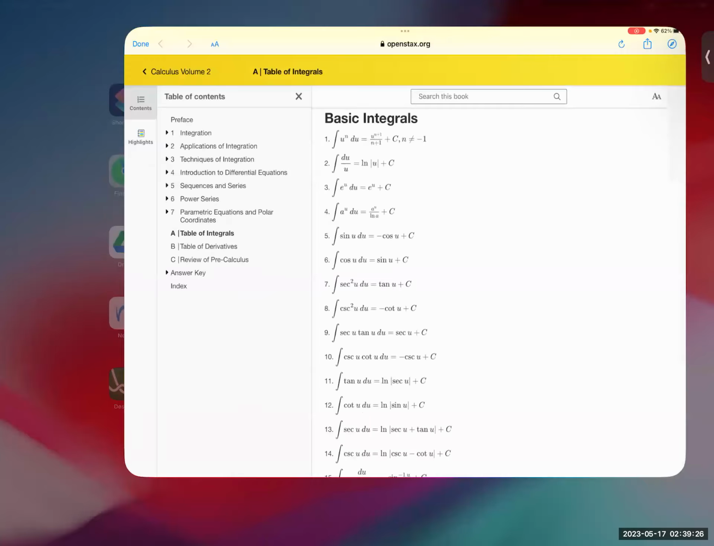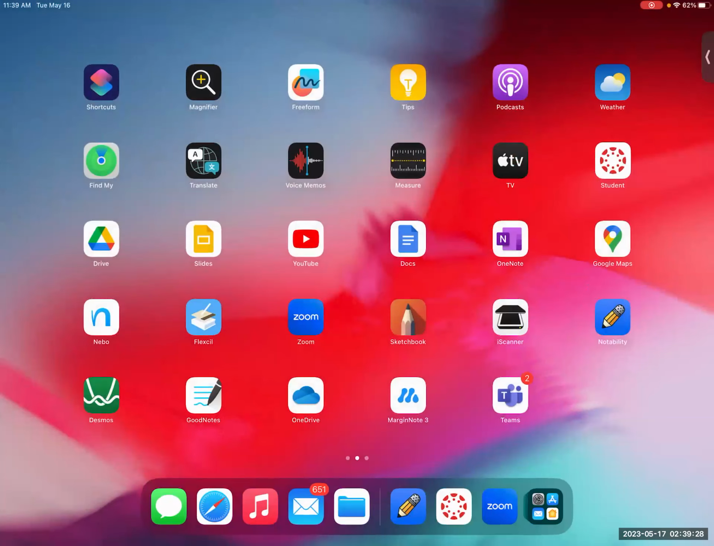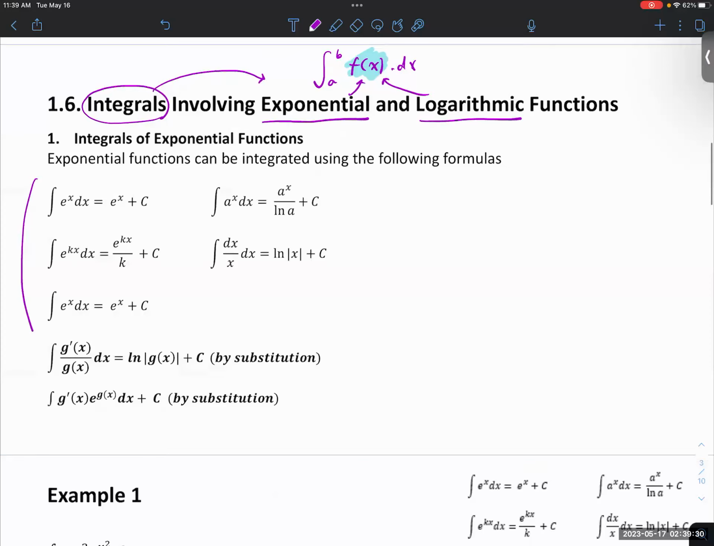Let me go back to our lecture notes. If you are taking the integral of the exponential function, especially e to the x, the outcome is going to be the same, e to the x. Do you remember when you were taking the derivative of the e to the x function, it was always equal to e to the x? Therefore, if you're taking the integral of e to the x, it's going to be the same e to the x. This is so true.